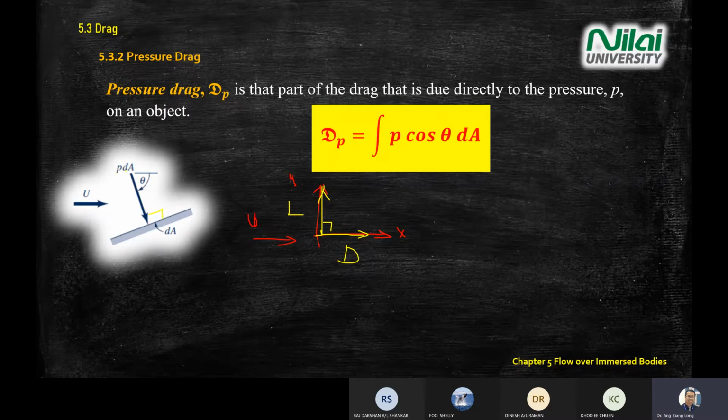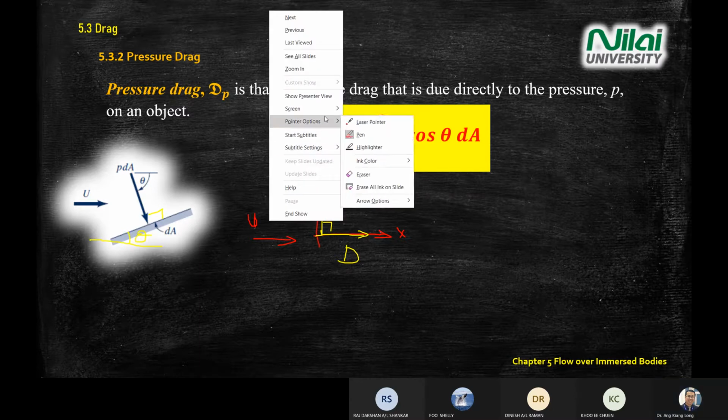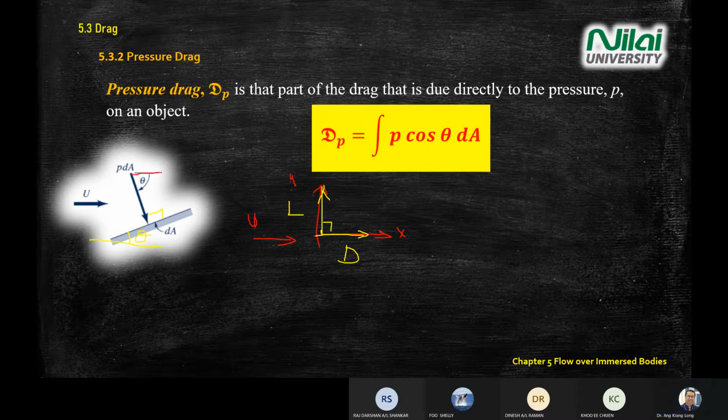You take pressure times the area. This is a very small area, so P dA you get force, pressure force. And this pressure force comes with the angle theta. So you break these forces into x and y. Again, you break this into vector form. You can break into two components. So you look at the velocity direction. This one becomes drag, and this one will become lift.